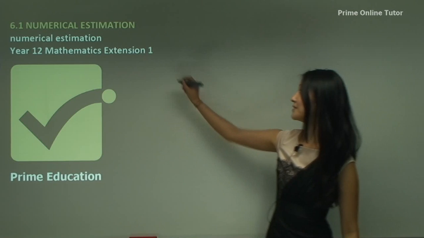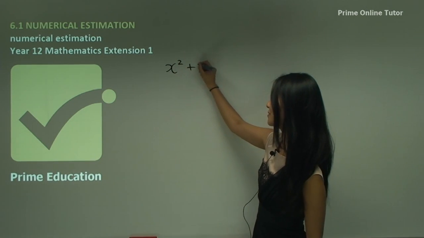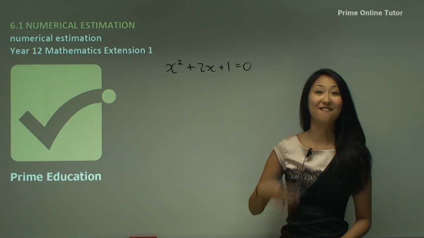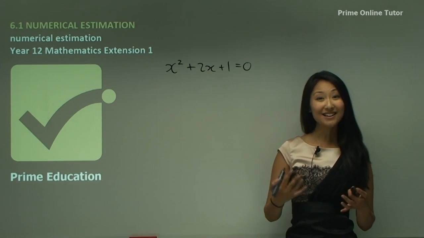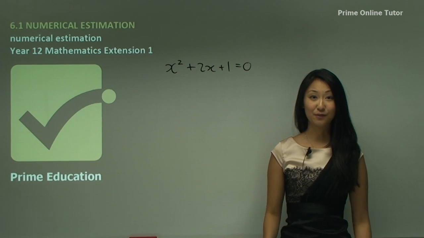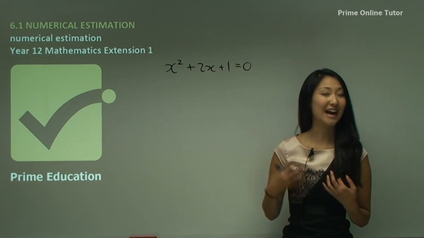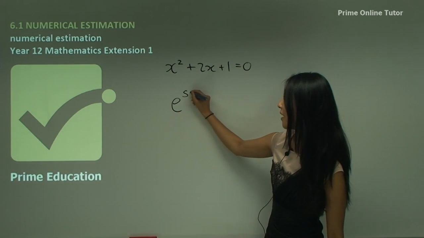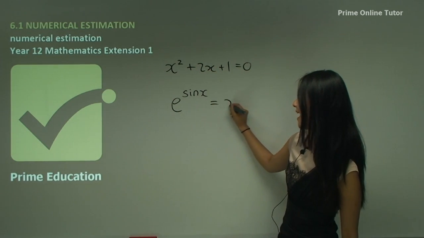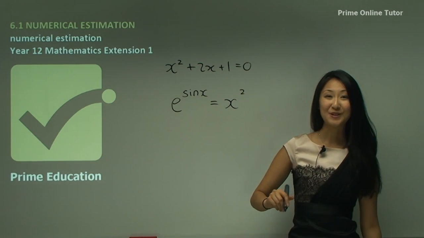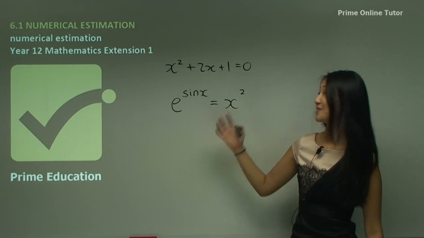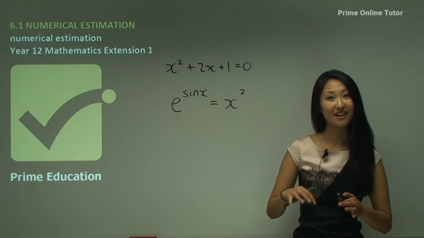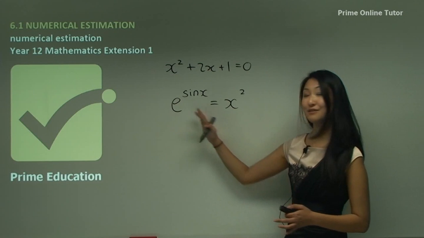So normally when you see an equation like x squared plus 2x plus 1 equals 0, for example, we would just factorize it and find the roots. But in reality, there are a lot of equations for which there's no way for us to work out the roots mathematically. An example of that is e to the power of sine x equals x squared. We just can't work out the roots of that. And this is when we need our numerical estimation, a method to estimate the roots.